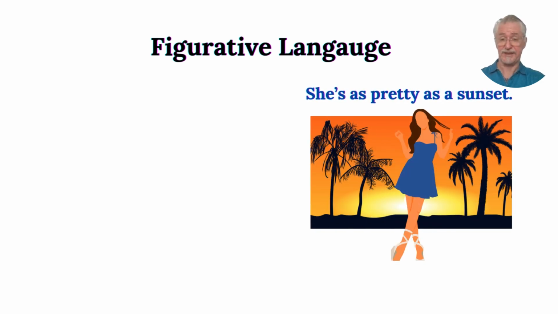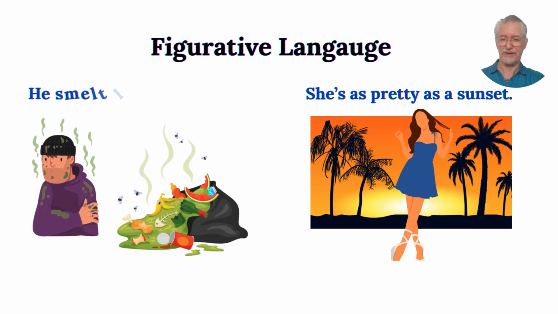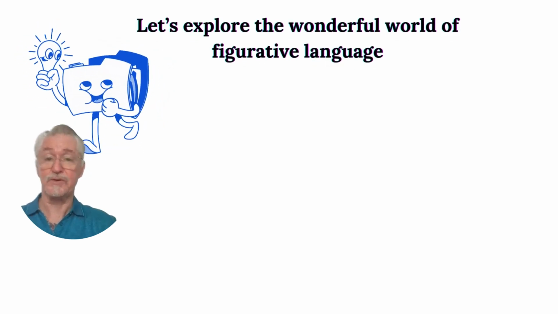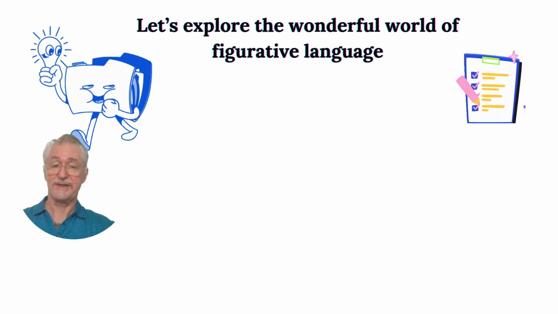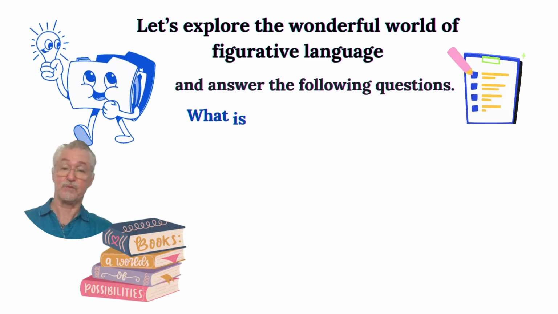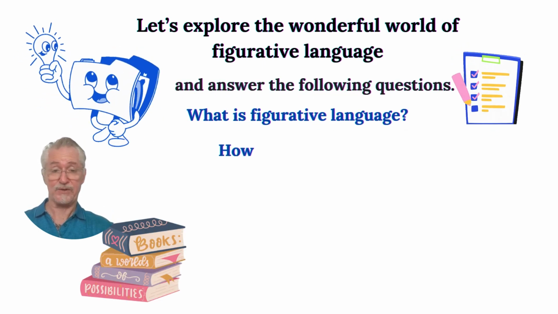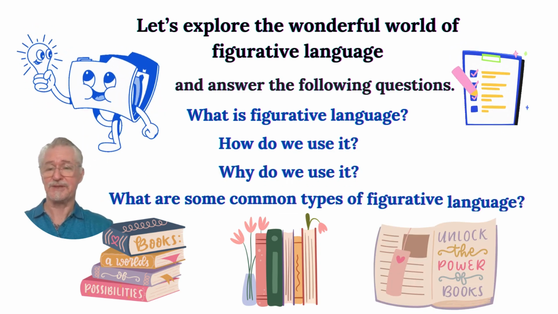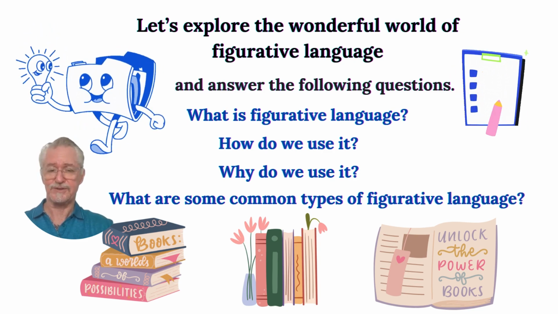She's as pretty as a sunset. He smelt like a rubbish tip. So these sentences use figurative language to make words more descriptive and meaningful. They paint pictures in our minds so they have a greater impact. Okay, let's explore the wonderful world of figurative language and answer the following questions. What is figurative language? How do we use it? Why do we use it? And what are some of the common types of figurative language we use each day?